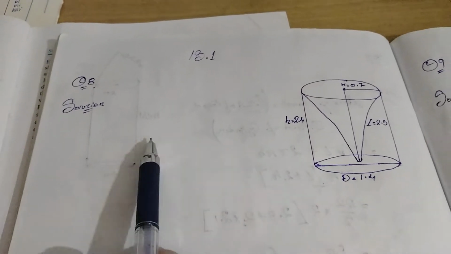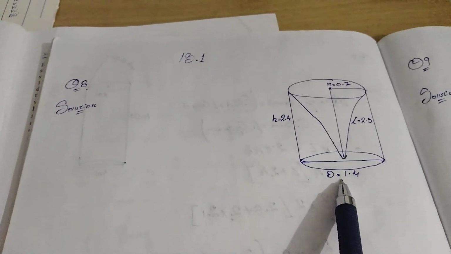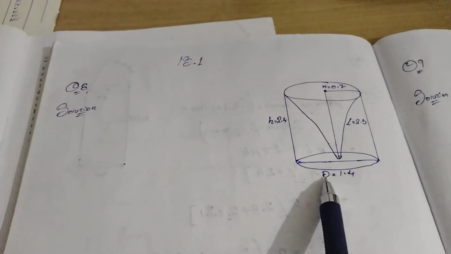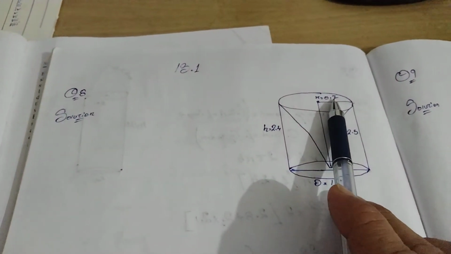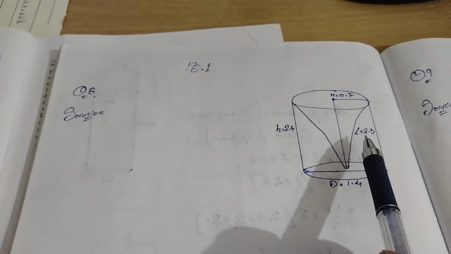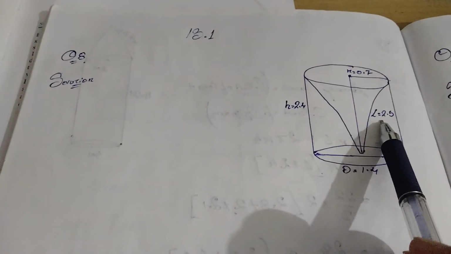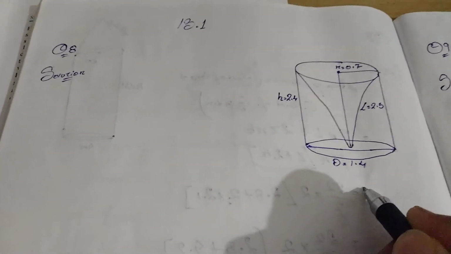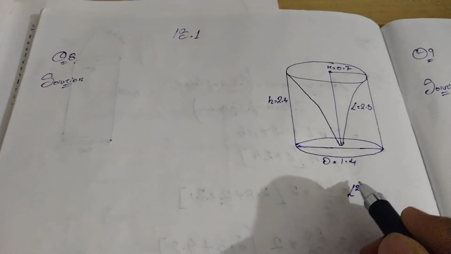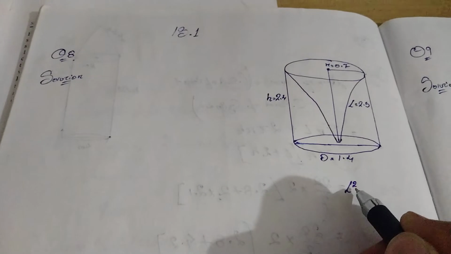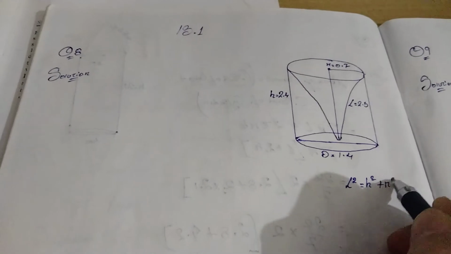From the question, I've made the figure. Height is 2.4, diameter is 1.4. So radius is d by 2, that is half of diameter, 1.4, the half is 0.7. The slant height is 2.5. How did I get the slant height 2.5? I'll show you. We are going to find the slant height. So L represents the slant height. L square equals height square plus radius square.